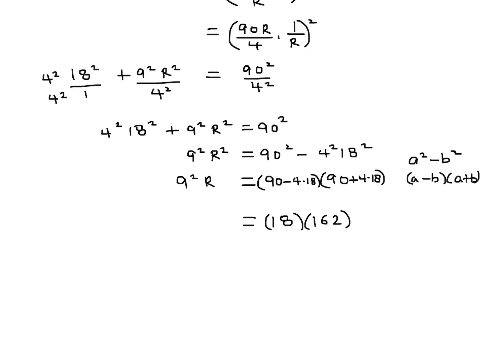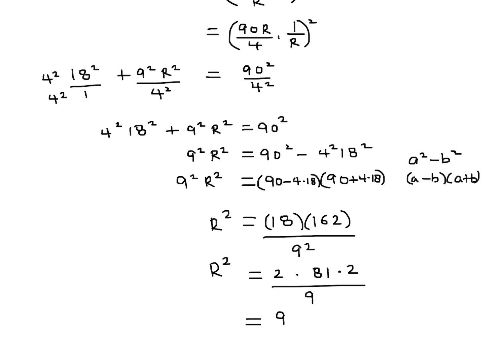9 squared. I'll put the 9 squared in the denominator, might as well. And then we're almost done. The 18 will cancel out with one of the 9s, so that becomes 2. And this becomes 81 times 2. And therefore 81 divided by 9 is 9. So I've got 9 times 4 is r squared. And therefore r looks like 3 times 2, which is 6.